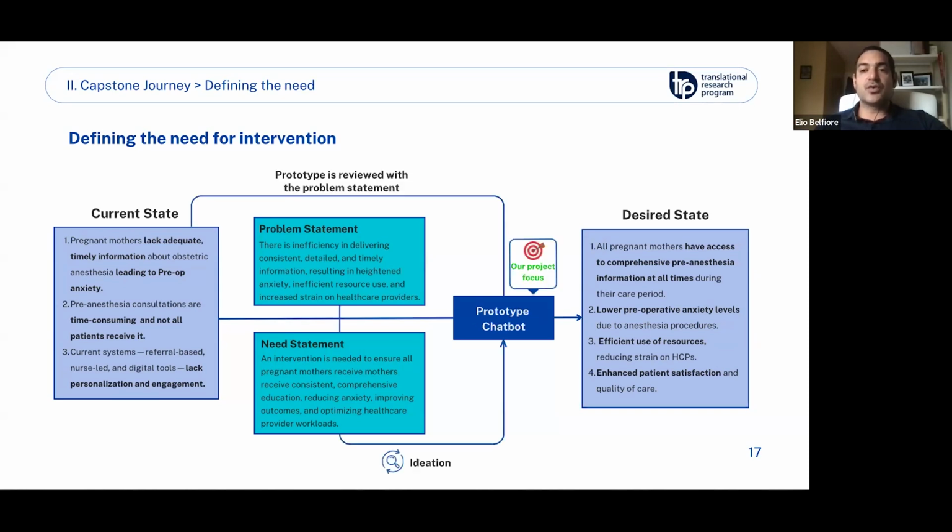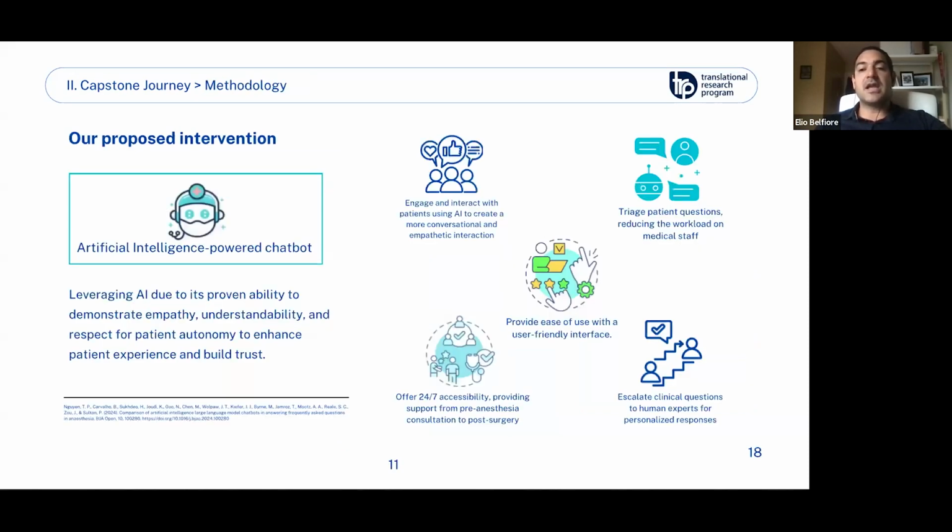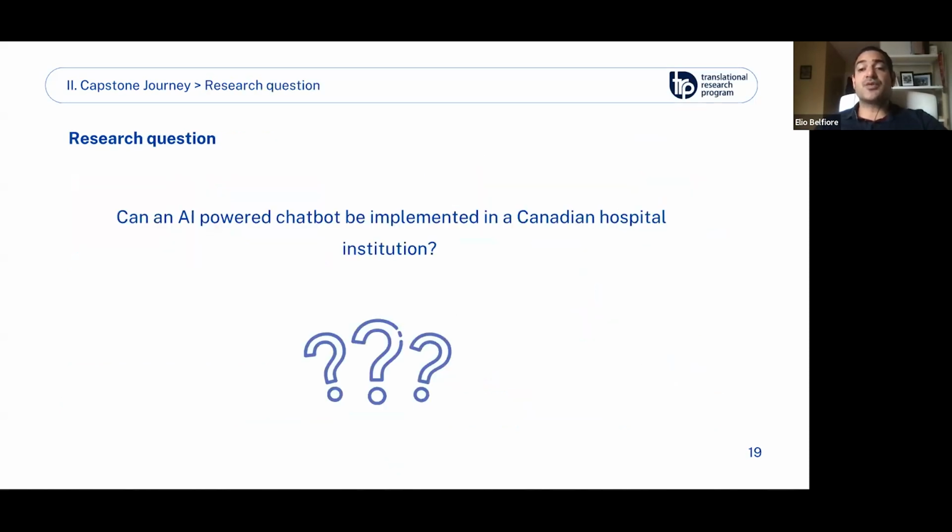As our project, we took on the intervention part by creating a prototype as part of our Capstone project. Our proposed intervention is an AI-powered chatbot that engages with patients using artificial intelligence, provides ease of use with a user-friendly interface, and offers 24/7 accessibility, providing support from pre-anesthesia consultation to post-surgery. Our chatbot aims to enhance patients' experience and build trust by giving evidence-based answers. This brings us to our research question. Can an AI-powered chatbot be implemented in a Canadian hospital institution?